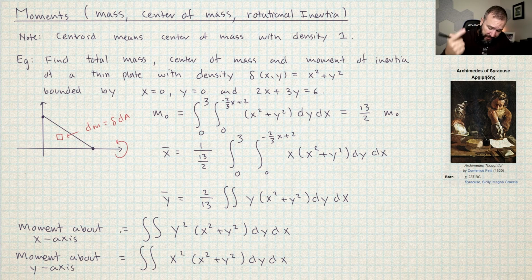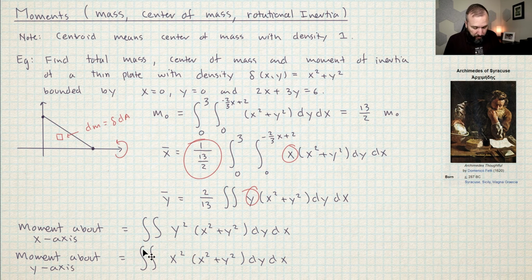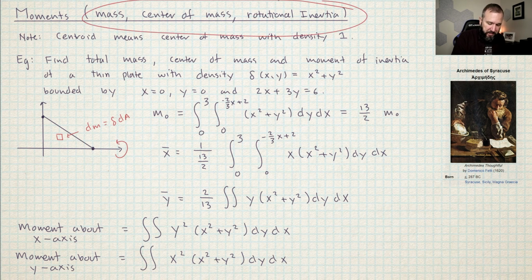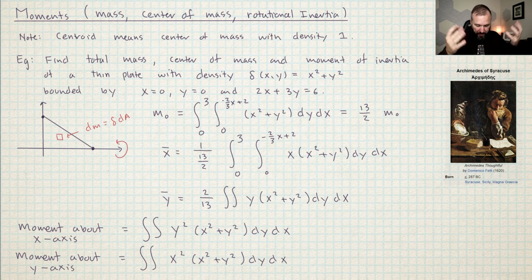Basically, you just integrate the density, and then you don't forget to do that 1 over m, and then you integrate the density again with an x in front of it or a y in front of it, and then you integrate the density again with an x squared in front of it or a y squared in front of it. The beauty of these problems is the simplicity with which we set these things up, and how we can take all of these different important physical properties and boil them down to one really simple formula.